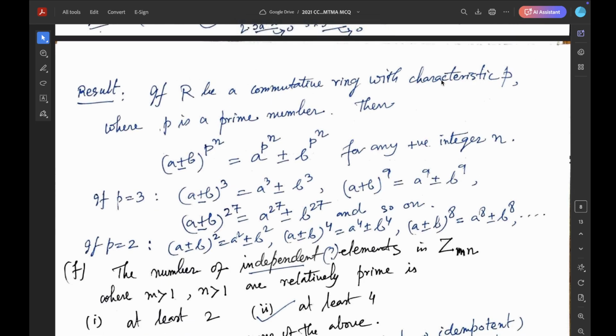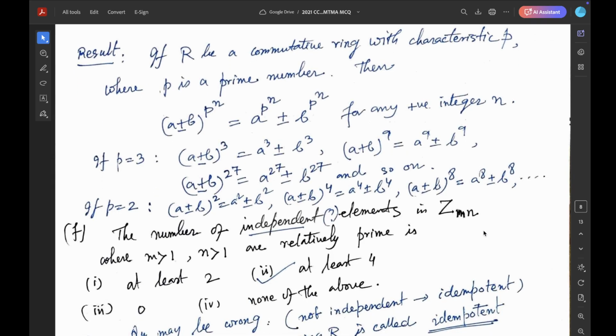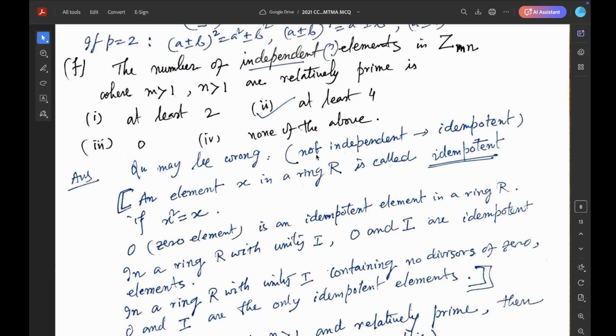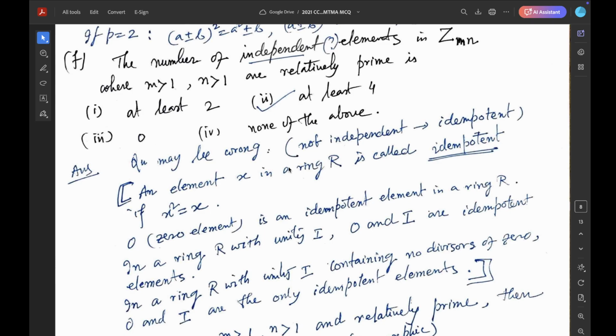So these are the characteristic ring with characteristic p, then we can write this for p^3 we get this, and for p^9 we get this, p^27 equal to this, and so on. And this question may be wrong, not independent, idempotent. And what is the idempotent element?